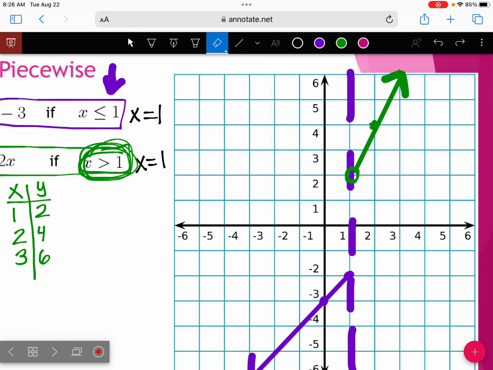Okay. Why is the purple one not open? Excellent question. Because this includes 1. This has an equals to. So we did a closed circle here. Closed circle means it's included. Open circle means it's not included. Excellent question.